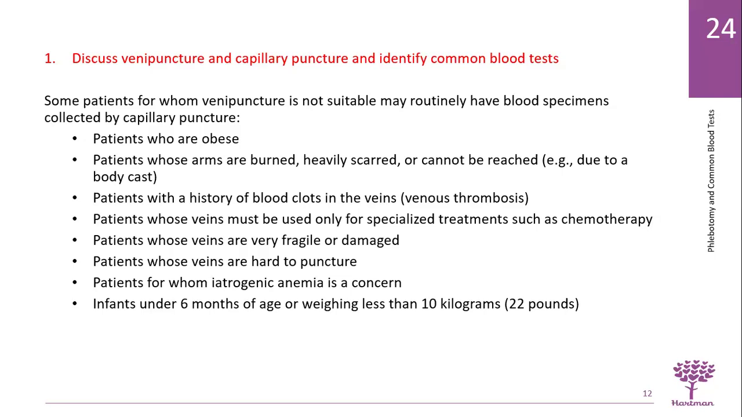Patients for whom iatrogenic anemia, remember that's when you've already removed an excessive amount of blood, is a concern. So that may be a person you're not able to get blood from the vein, and you're having to get it from the capillary. It may also be an infant 6 months of age or weighing less than 10 kilograms or 22 pounds. These are all people who you may have problems getting venipunctures from, and you have to do it through a capillary.